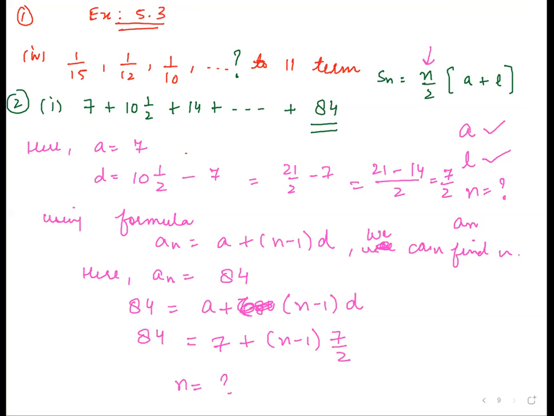Yes, Rida, how much is n? Hamna, have you found the n? You can write in the chat box. Rida, how much is n here? 23. Okay, so n is 23. Now you can find Sn is equal to n by 2 times (a plus l). Put the values here. So S23 will be 23 by 2, a is 7 and the last term is 84. So just solve it. How much is S23? Whatever you get, that will be the answer.